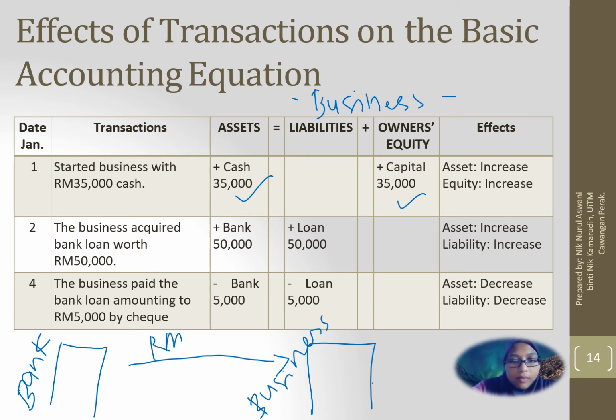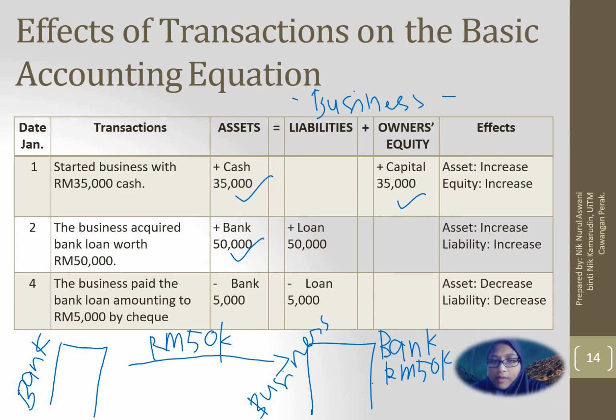RM 50,000. So the bank gave money to the business. What does the business have in hand right now? They have cash, so they have to record this cash at bank. We may record it as bank or cash at bank, but to make it shorter we are going to record only bank. Now you receive RM 50,000, an increase in asset because cash at bank is an asset. So now business assets increased by 50,000 ringgit.